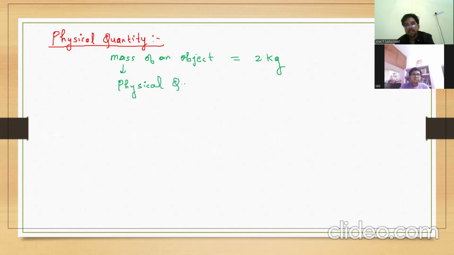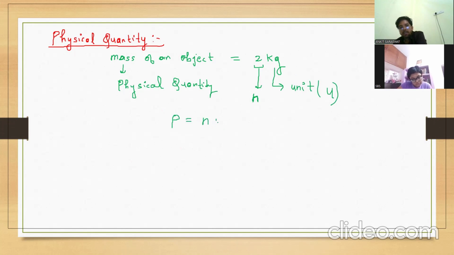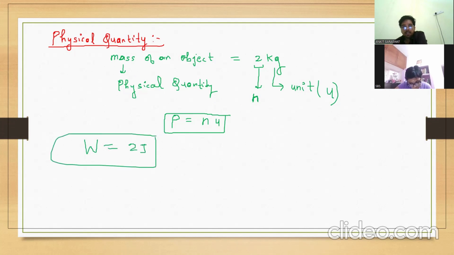And this 2 is its numerical part, meaning magnitude. I am denoting magnitude by n. This is the unit, I am denoting it by u. So any physical quantity can be expressed as its magnitude multiplied by its unit. Clear? For example, if I say work is 2 joule, then here work is a physical quantity.